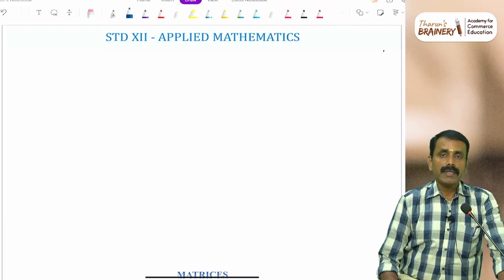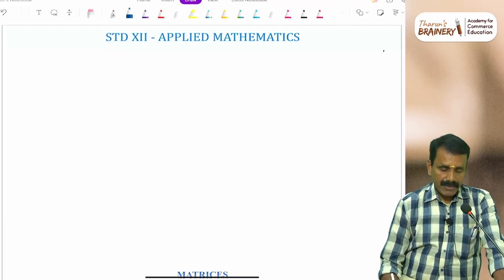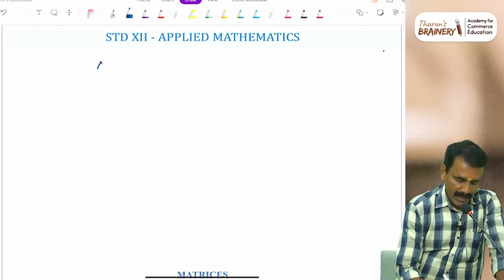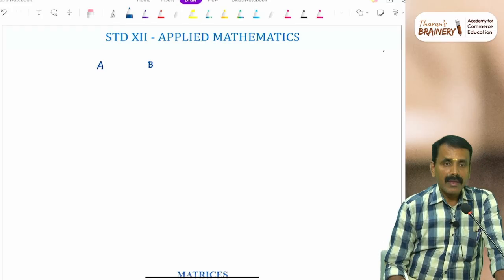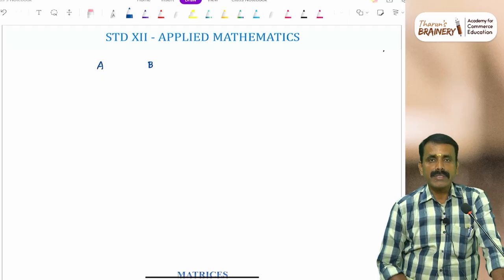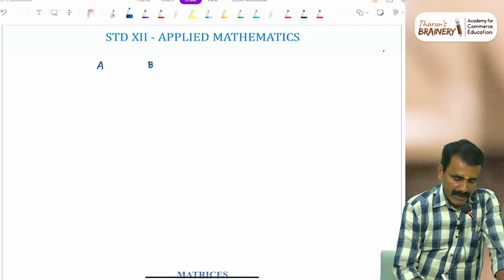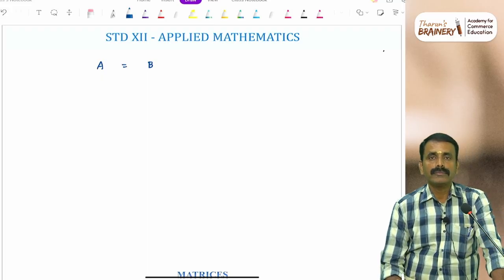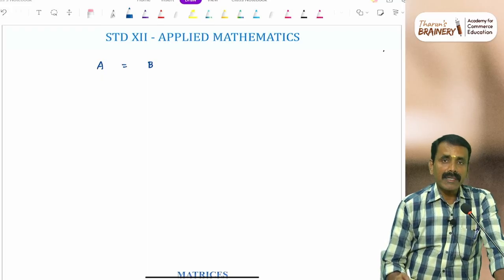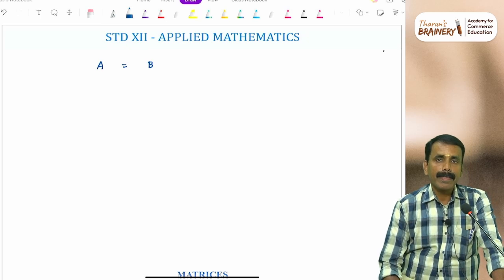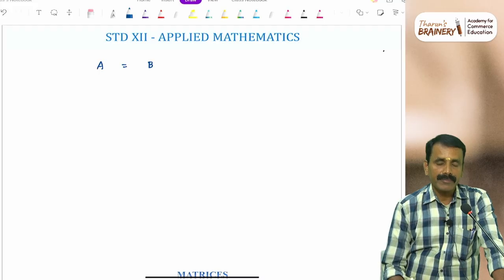Now, we are going to see equality of matrices. When can we compare two matrices? I have two matrices, matrix A and matrix B. Can I compare the two matrices for equality? Two matrices are said to be equal if they are of the same order and their corresponding elements are also the same. So, two conditions have to be satisfied.